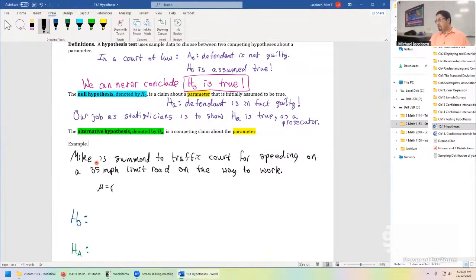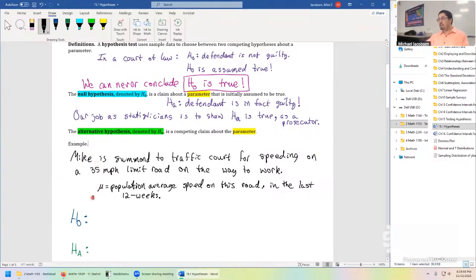Mu could be the population average speed on this road. Let's say in the last 12 weeks. So the whole semester so far.